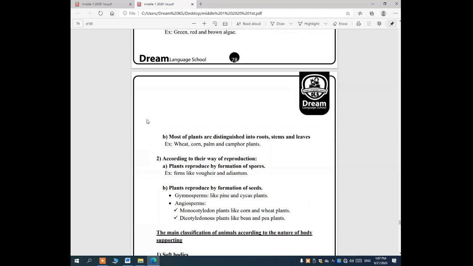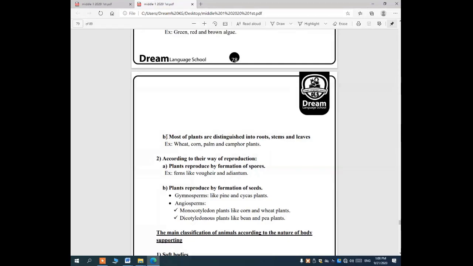You know that plants are living organisms, so they can reproduce. Not all plants reproduce in the same way, so we classify them into two categories: the gymnosperms and the angiosperms. What is meant by gymnosperm and angiosperm? Gymnosperms, like the pine and cycas plant, are plants that form seeds inside the cone itself.